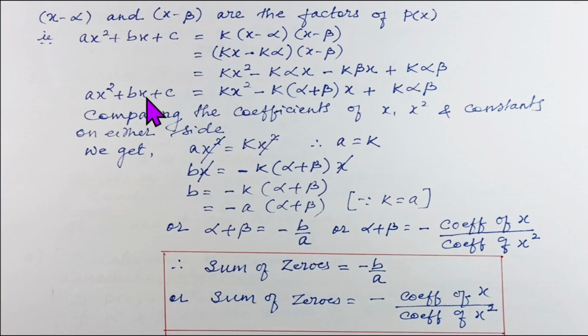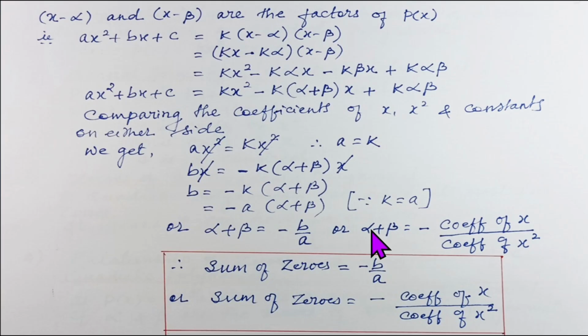Now, taking the next, that is bx is equal to minus k times alpha plus beta into x, x will cancel, we have b is equal to minus k times alpha plus beta, but k is equal to a, therefore it is minus a times alpha plus beta, or alpha plus beta is equal to minus b by a.